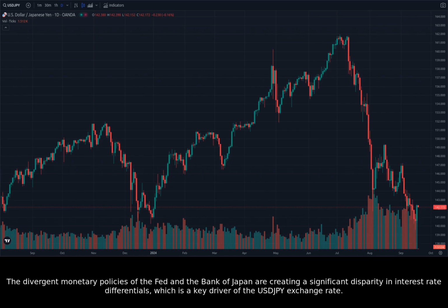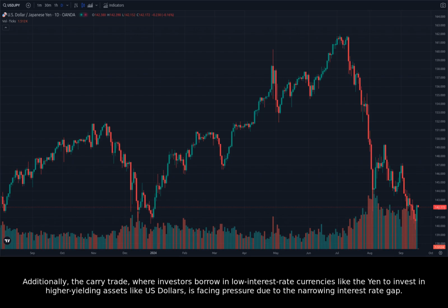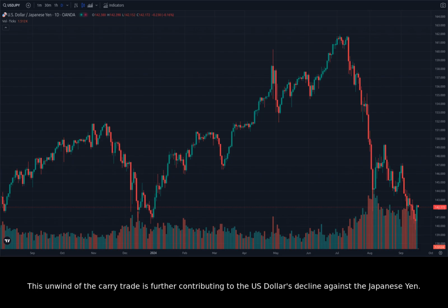The divergent monetary policies of the Fed and the Bank of Japan are creating a significant disparity in interest rate differentials, which is a key driver of the USDJPY exchange rate. Additionally, the carry trade, where investors borrow in low-interest rate currencies like the yen to invest in higher-yielding assets like US dollars, is facing pressure due to the narrowing interest rate gap. This unwind of the carry trade is further contributing to the US dollar's decline against the Japanese yen.